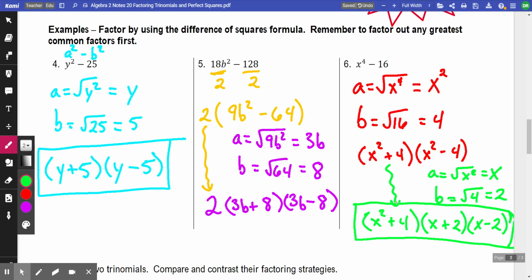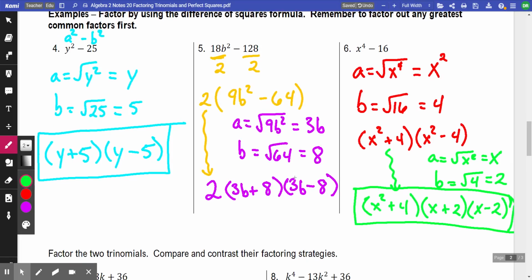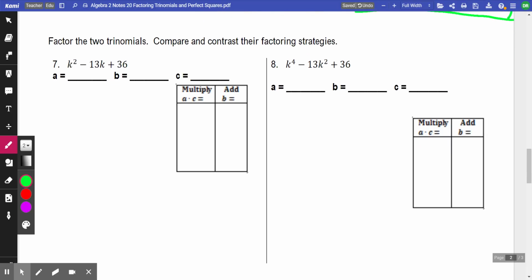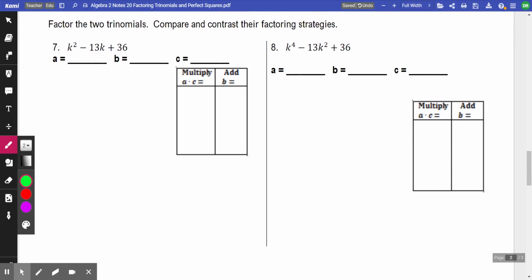So that is how this is going to work with difference of squares. It doesn't get any more complicated than that. It's just recognizing that we can take the square root of some values here. So the only thing left for us to do is a little comparison here between, in this case, two trinomials. And you might notice that in both trinomials, the setup is essentially the same, where we have three terms. They both use k's. They both have the coefficients of 1, negative 13, and 36.